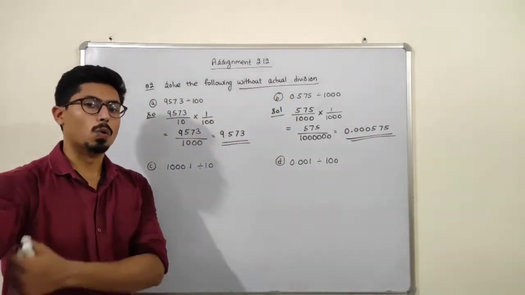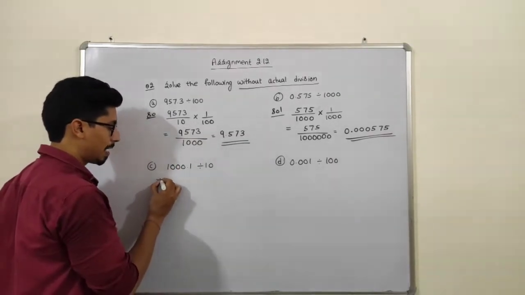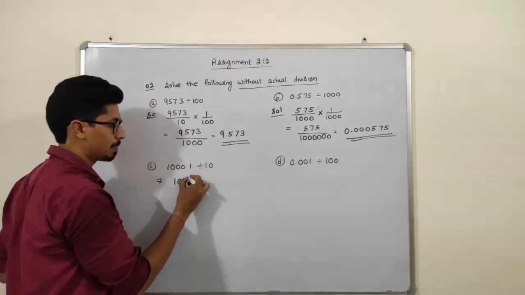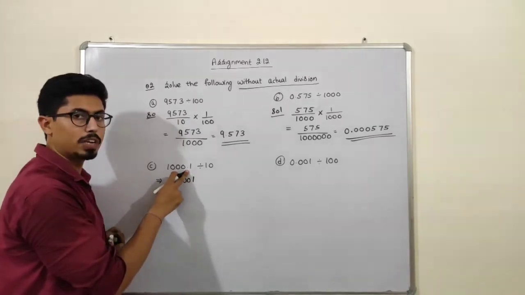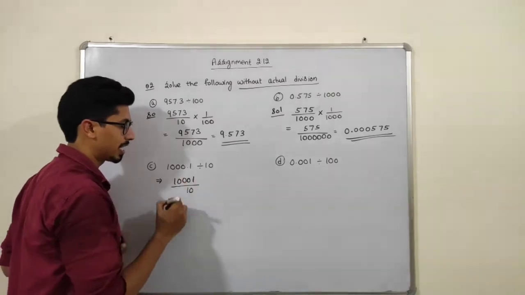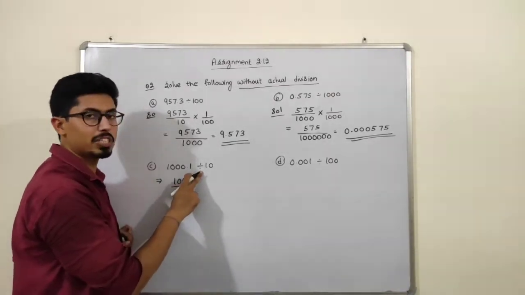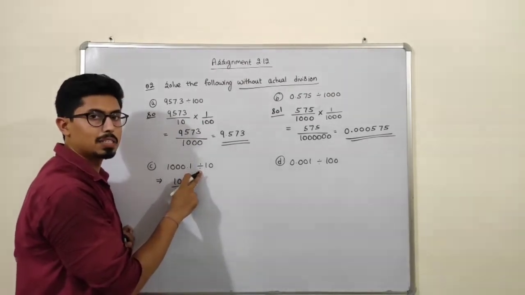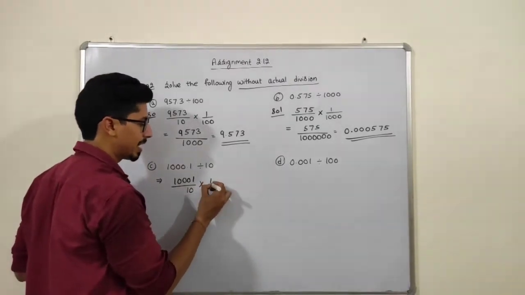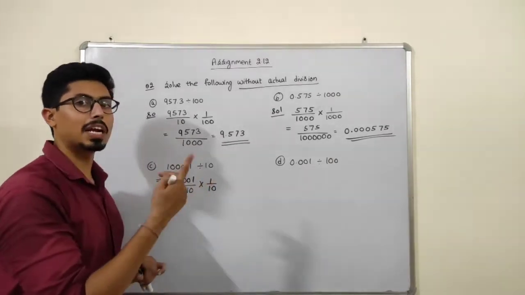Okay, students. Now moving forward to our part number C. In this part, we have to divide this number by 10. So this number can be written if I just remove the decimal. After the decimal there is only 1 digit, so I can put a 10 here. Okay. Now, if I replace the division sign with the multiplication sign, this 10 becomes 1 by 10, because the number will get reciprocated.